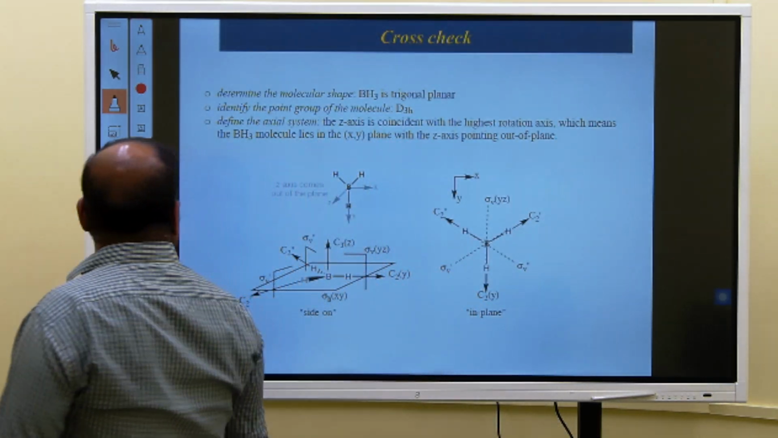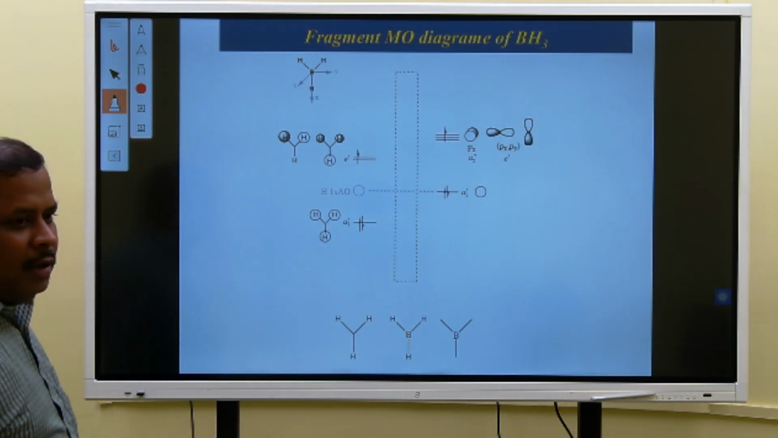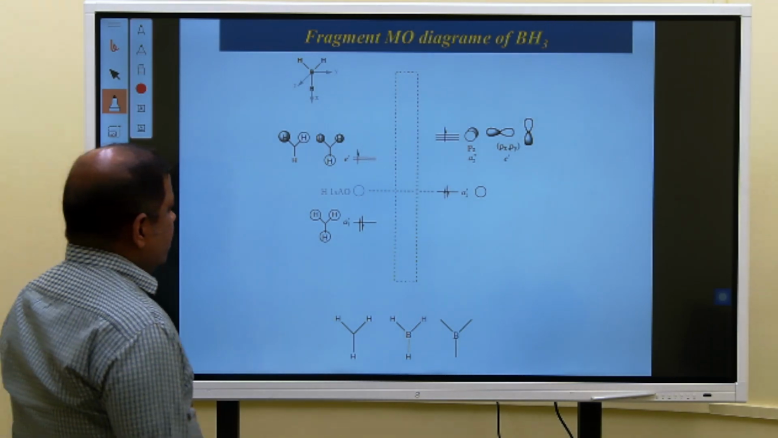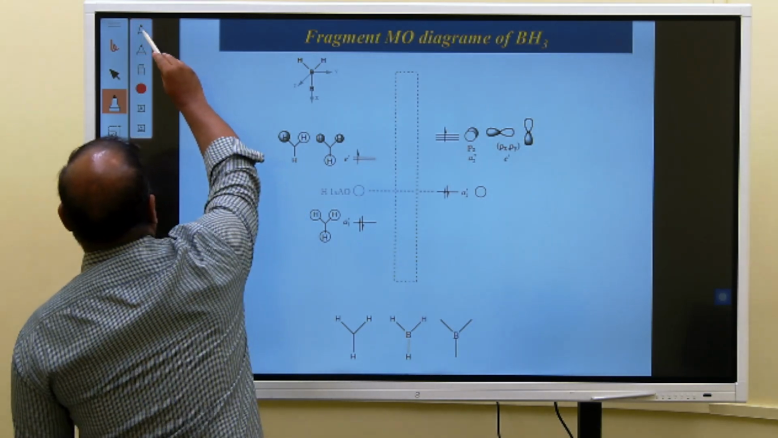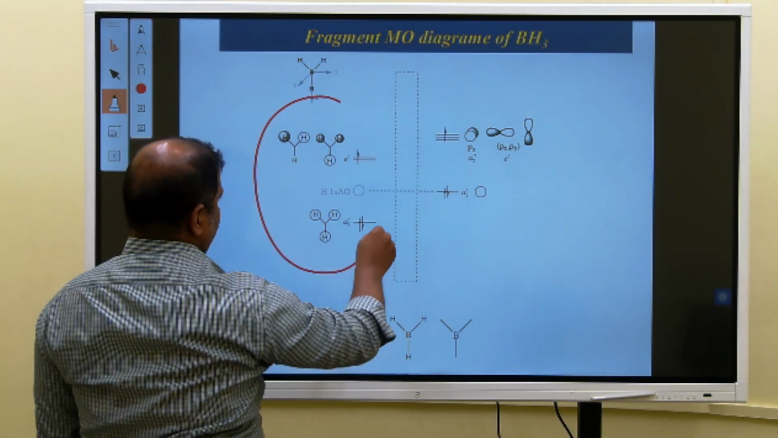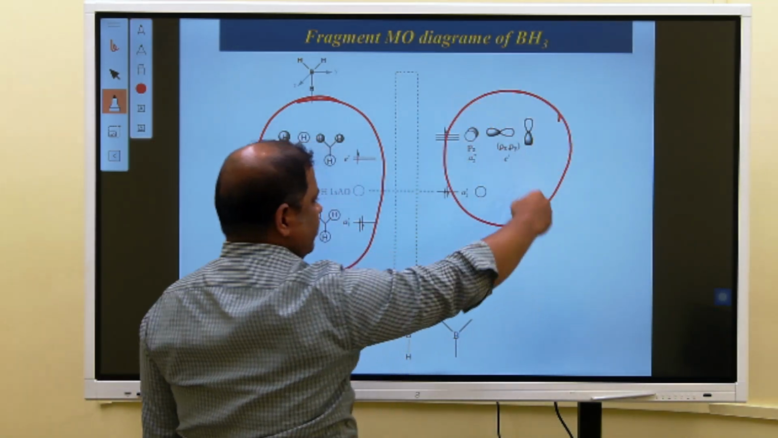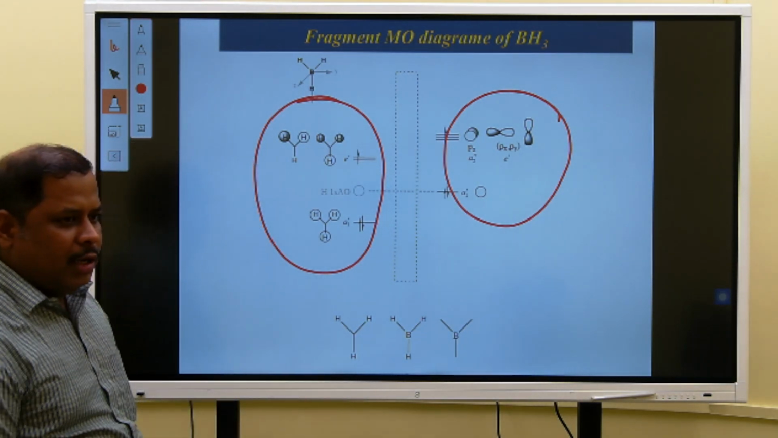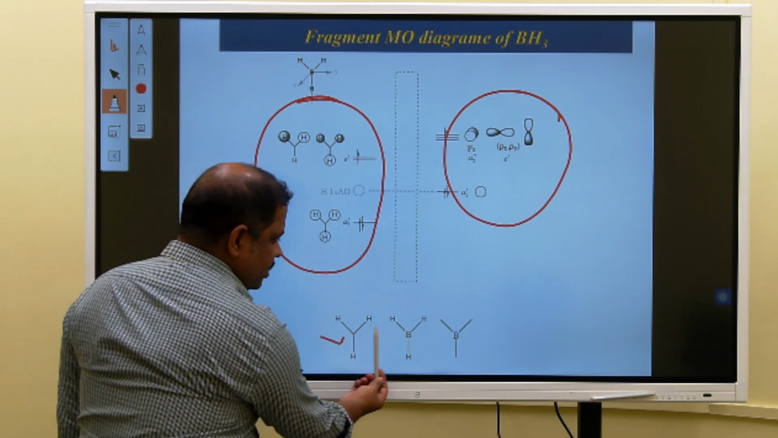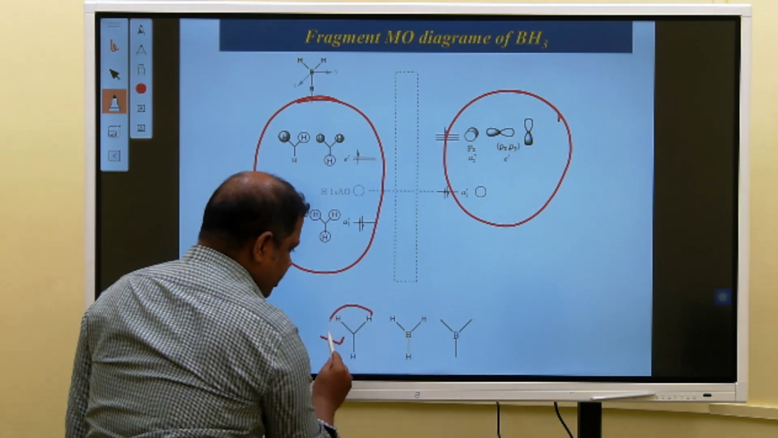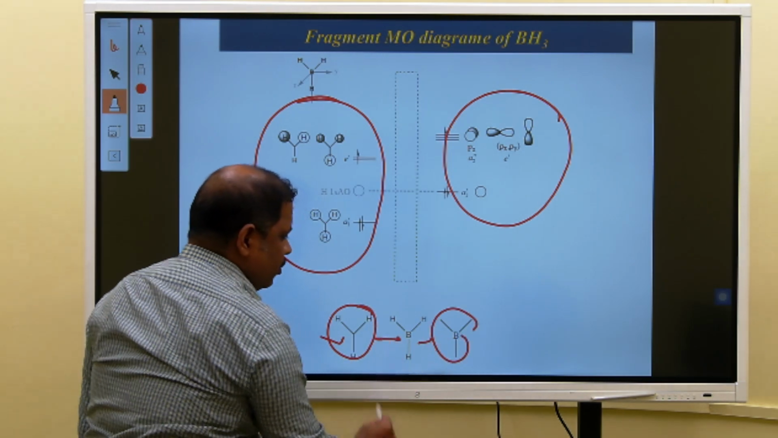This is again cross-checking, and we can move on. Here, on the left-hand side I have put the fragment orbitals, and on the right-hand side I have put the central atom. The central atom is boron, and the peripheral atoms are S3. These are the depictions. If this one and this one are mixed up, then you get BS3.